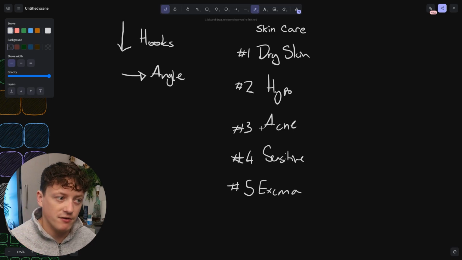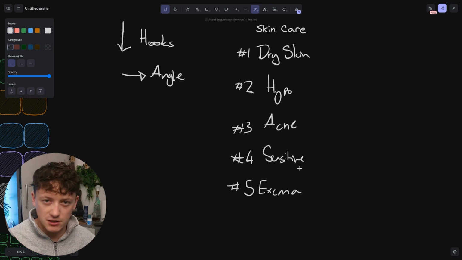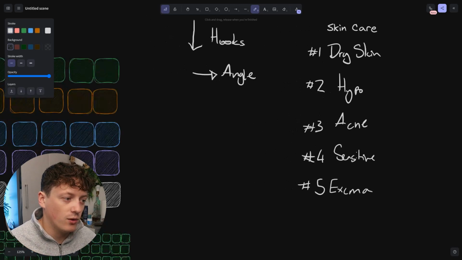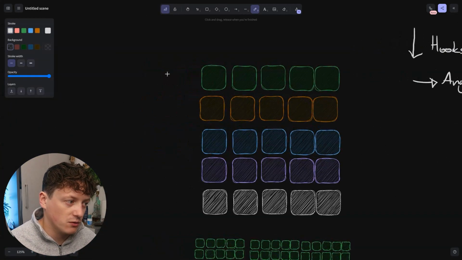So I've listed out 5 different angles here. We've got dry skin, hypoallergenic, acne, sensitive, and eczema. Obviously eczema is similar to dry skin, but it's a slightly stronger angle. So what we're trying to do here is find pain points in people's lives that we can actually target. Now we then define each one of our ads for each one of those angles, okay?